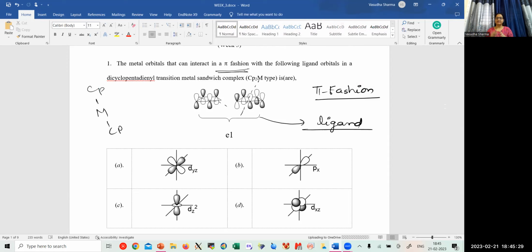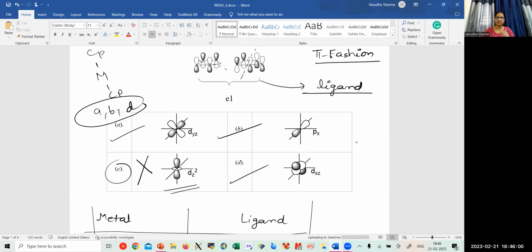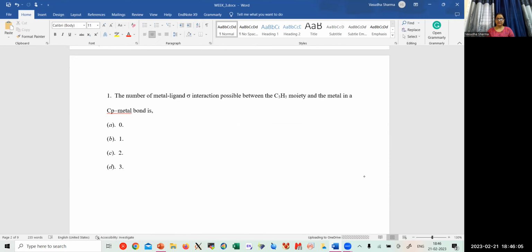And now, out of the four options, firstly we need to find out which one will form the pi bonding. So the C option is clearly simple, that dz square will always form the sigma bonding. So this is not an option. Rest apart, dyz, px, and dxz, all of them will combine in a pi fashion with this particular orbital. So therefore, we have the options A, B, and D. All of them are correct. So they will form the pi bonding with this particular orbital having E1 symmetry. So the next question is the number of metal ligand interactions.